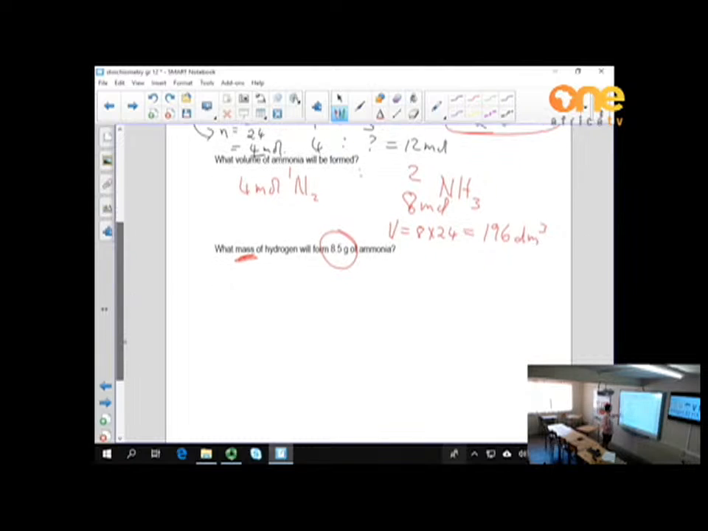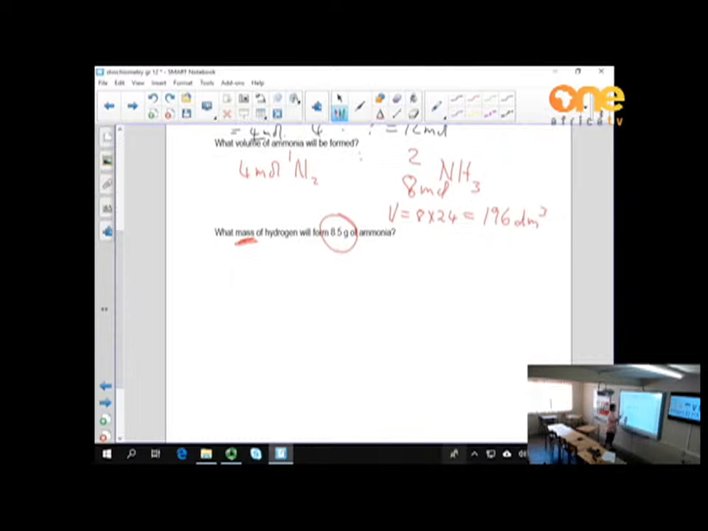And now, what mass of hydrogen will form when 8.5 grams of ammonia forms? All right, I'm just going to rewrite the equation. We have nitrogen plus hydrogen will give me ammonia. All right, we have to balance it. Well, we have 2 nitrogens there, so 2 there, but now we have 6 hydrogens, so 3 there. So now they say, what mass of hydrogen? We want to know what mass will form when 8.5 grams of ammonia forms. So now the steps stay the same.